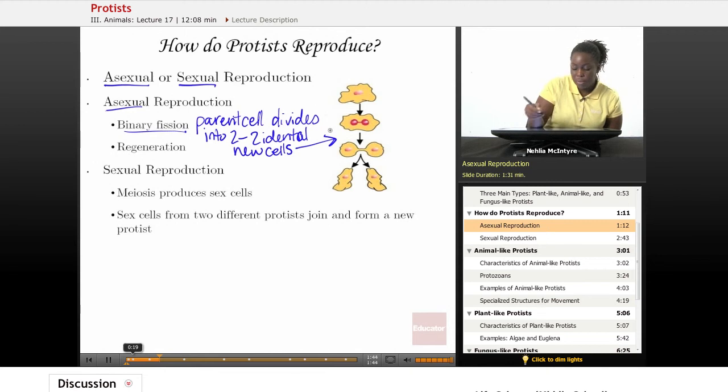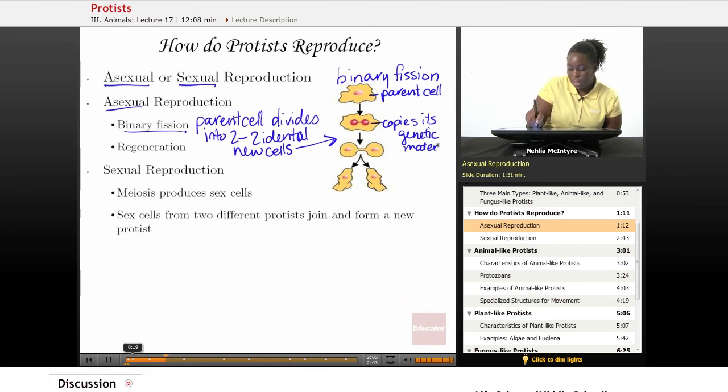And here's a diagram of what binary fission would look like. Here's the parent cell. Here it copies its genetic material. It begins to divide, and you end up with the two new daughter cells, or the two new identical daughter cells.